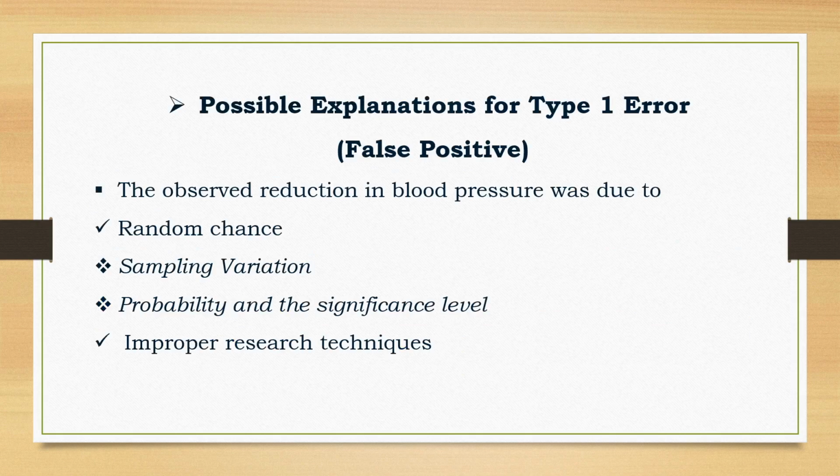What could be the possible explanation for type 1 error in the context of this example? Here, the observed reduction in blood pressure was due to two reasons. It could have been attributed to random chance, in which sampling variation, probability and significance level would be responsible for that. And the second reason could have been improper research techniques. Random chance, sampling variation.